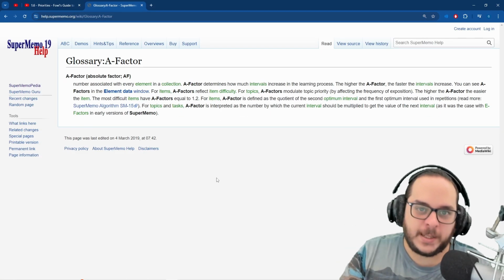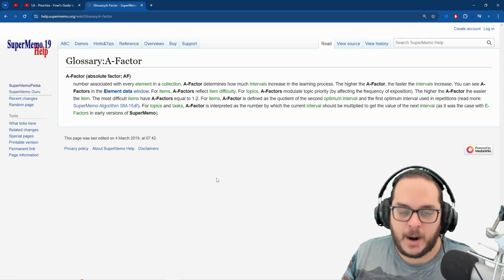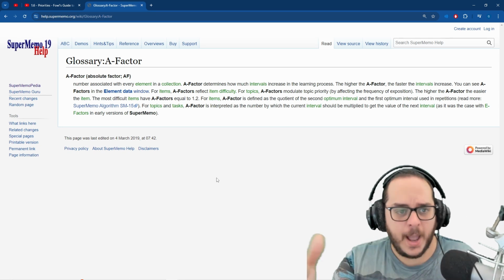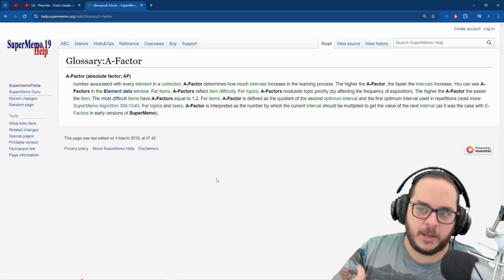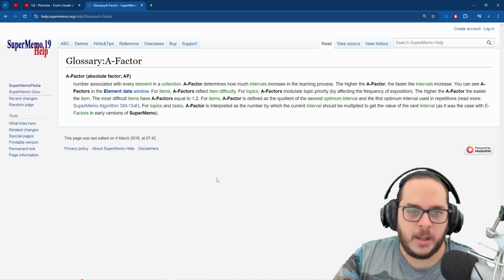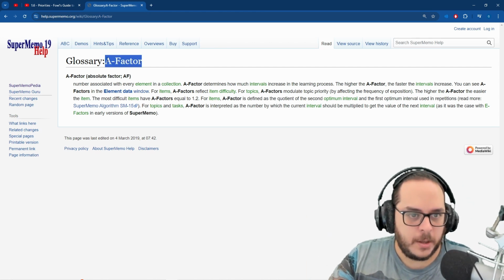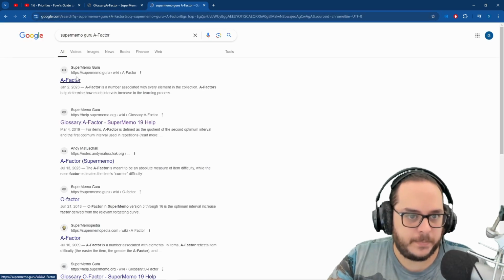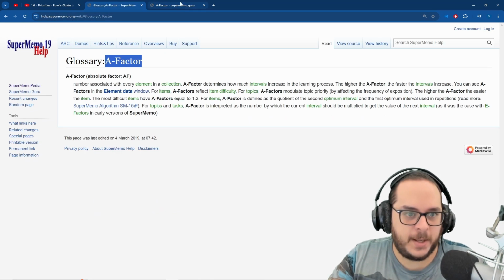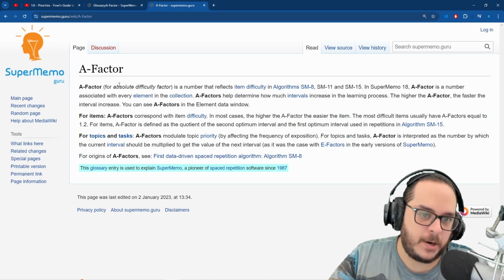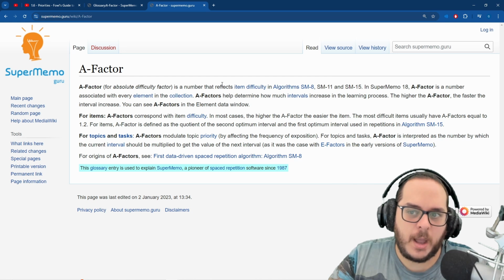And remember what we have seen at the start of this course, there are multiple wikis and websites of Supermemo. It's chaotic, and precisely Guru is mixed with Supermemo and the philosophy behind Supermemo: self-directed learning, the school system, and so on. So what I could do, Supermemo Guru, A factor. More or less a number associated with every element in a collection. Stands for absolute difficulty factor. You can see it's not the same definition already.